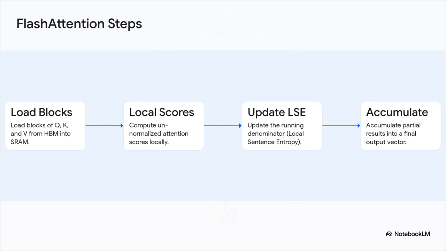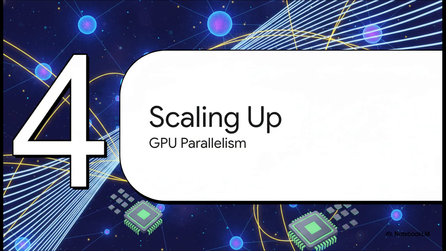You can think of this denominator as a running tally. It keeps track of the total attention weights it's seen so far. That ensures that when the blocks are finally combined, the math is exactly identical to computing the whole massive matrix at once. Up next, Section 4, Scaling Up with Parallelism.